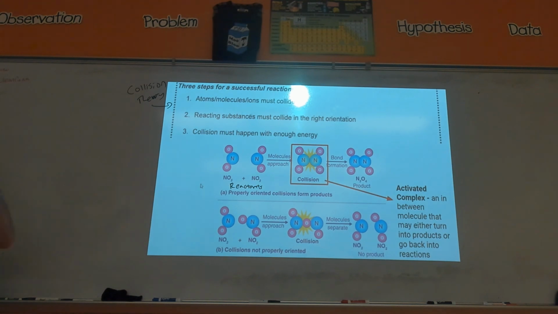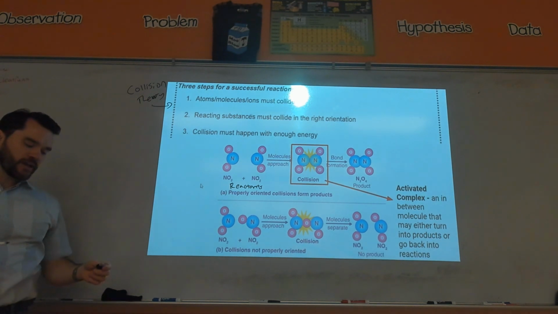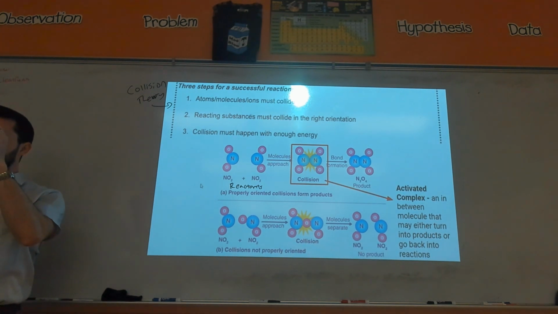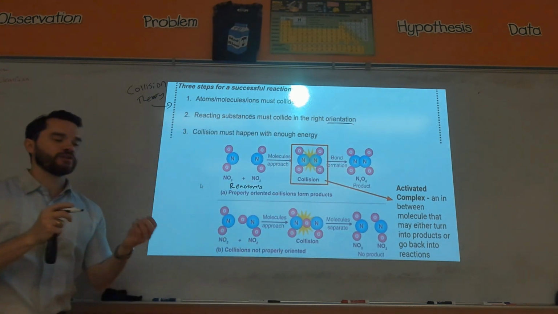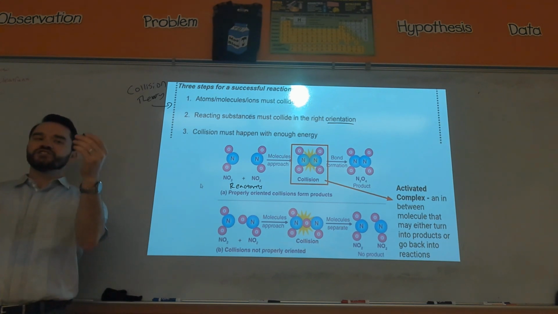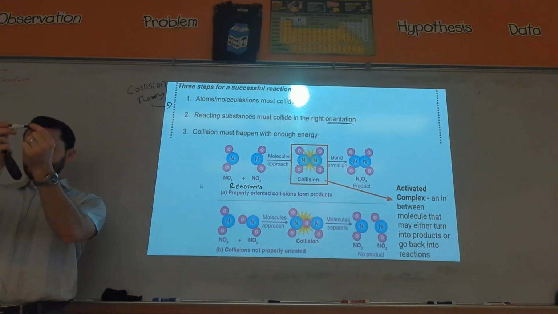Now, a second thing is, it's not just any old running into will do. If I'm trying to make this cap go on this marker, it's not enough for the cap and the marker to just collide with each other. They need to collide in the right orientation. Orientation is referring to how they're positioned. So this would not be the right orientation. They're colliding, but it's not the right orientation.